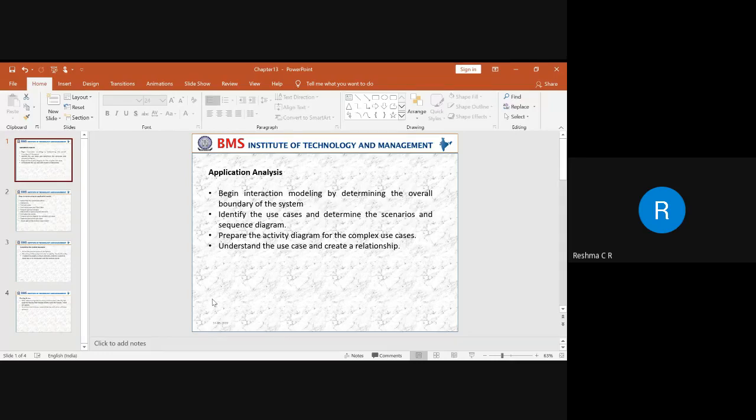So after identifying the boundary of the system, we need to identify the different use cases. From the use cases, we need to extract all the scenarios. After extracting all the scenarios, what is the next step? From the scenarios, we need to draw the sequence diagram. That is the normal procedure when we are making the application analysis.